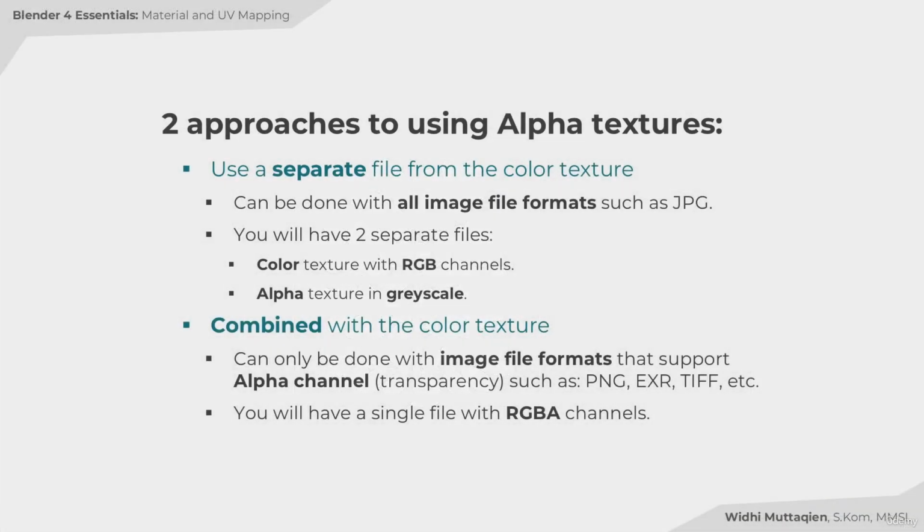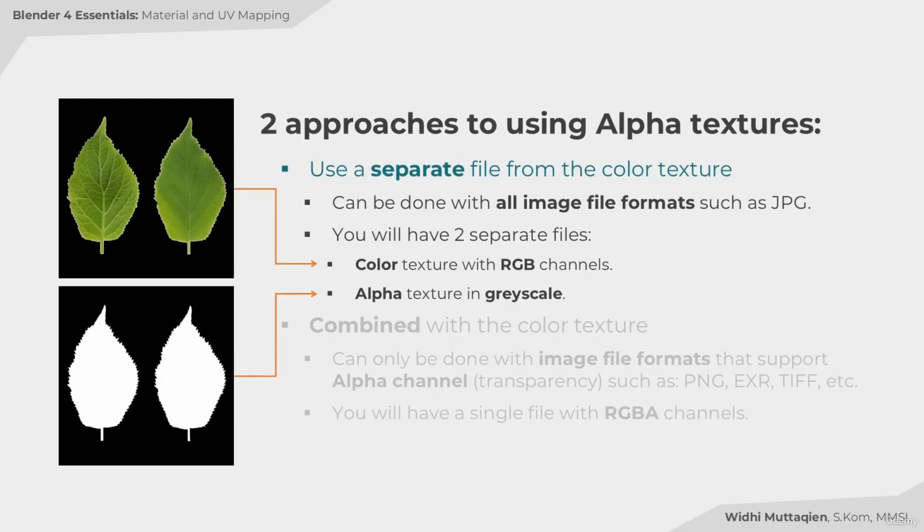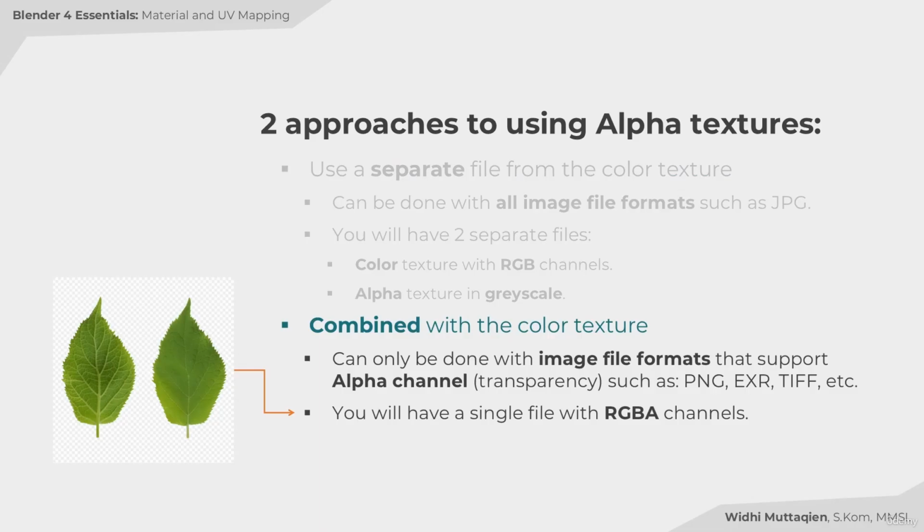There are two common methods of how people use or store alpha textures. The first is as an independent file apart from the color texture, and the second method is by combining it inside the color texture file. So, in the first method, you will have two files, one for the color texture consisting of three channels, red, green, and blue, and another file for the alpha texture in grayscale color. While in the second method, you will have one file consisting of 4 channels in total, 3 channels for the color information, and 1 channel for the alpha.